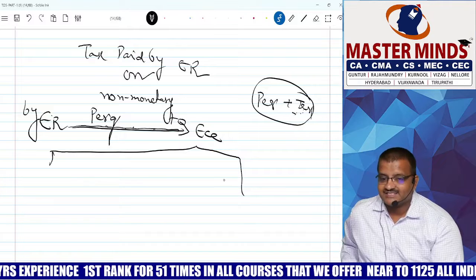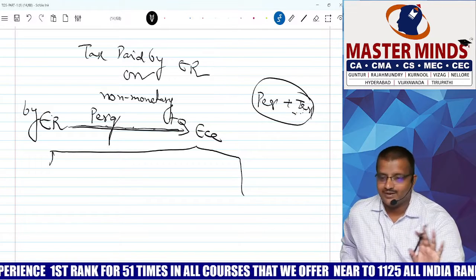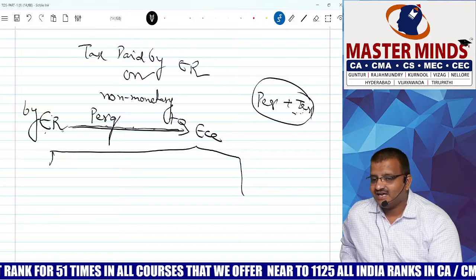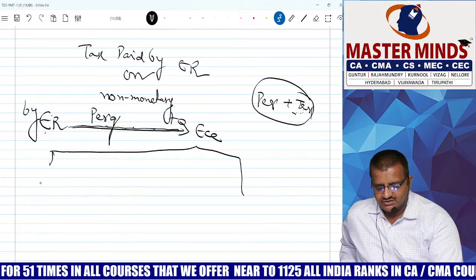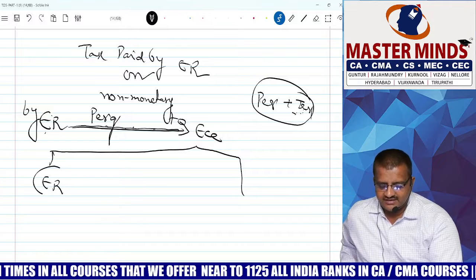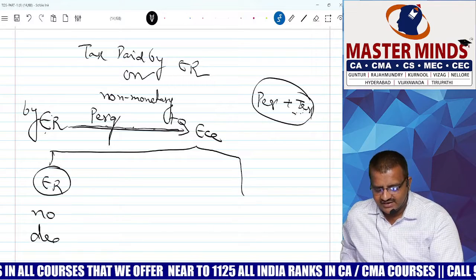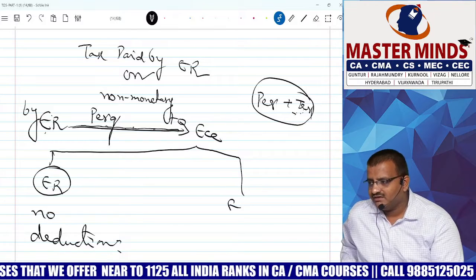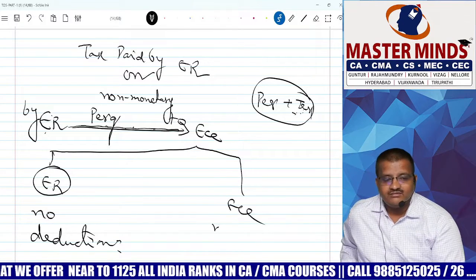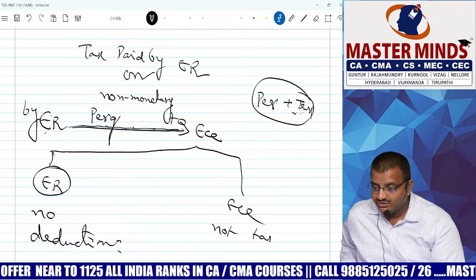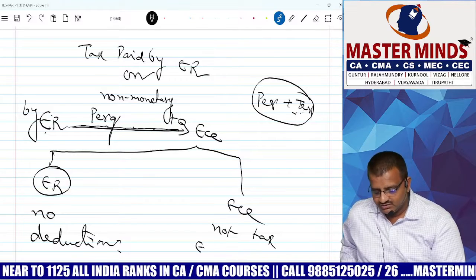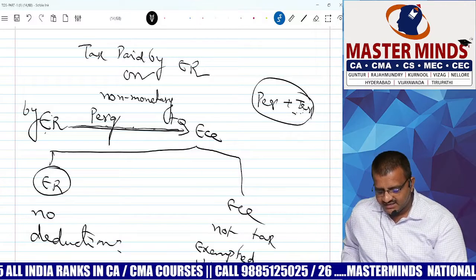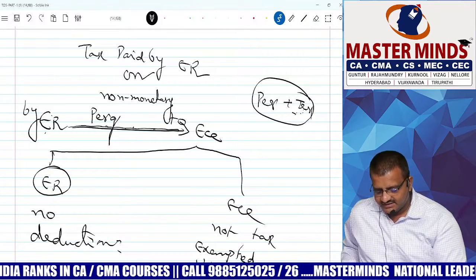Now, again taxable? No. Lawmaker said, not taxable. Hey, employer, you are only paying voluntarily on behalf of the employee. Fine, sir. No deduction allowed in your accounts, in your hands. No deduction. Hey, employee, for you also, not taxable. No tax. For you, it is exempted under section 10 subsection 10CC.